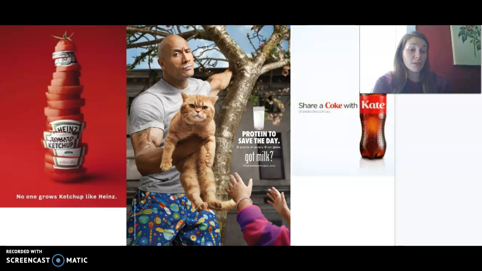and comparing it to maybe other companies who don't. The next one you see is a celebrity endorsement advertisement with Dwayne "The Rock" Johnson holding a kitten. So not only is it celebrity endorsement, but it's also humorous because you don't usually see Dwayne "The Rock" Johnson rescuing a kitten in what looks to be pajamas, maybe astronaut pajamas. It's funny. And all this is advertising is milk. Yep, just milk. And on the side it says protein to save the day. So promoting milk as a good source of protein to add to your daily meal.